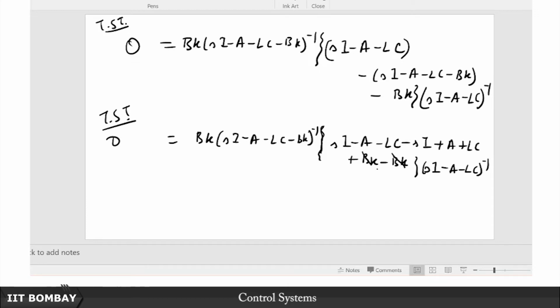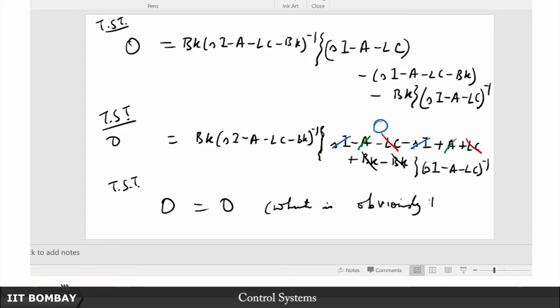So you see this bk and bk cancel out, this A and this A cancel out, this Lc and this Lc cancel out, and last but not the least the Si and the Si also cancel out. So you are left with a big 0 in the middle. So this is obviously true, that the 0 matrix is equal to the 0 matrix, which is obviously true.